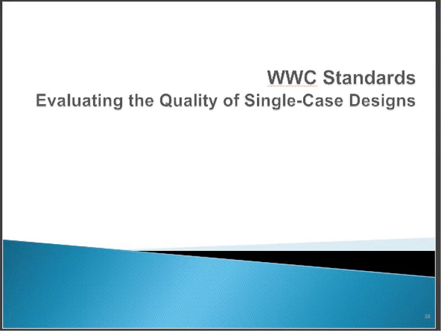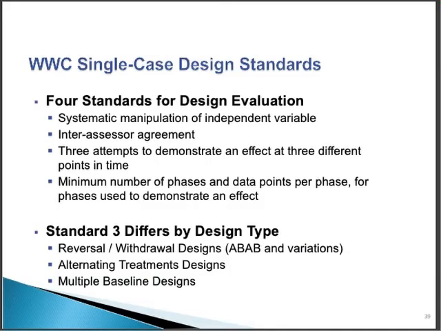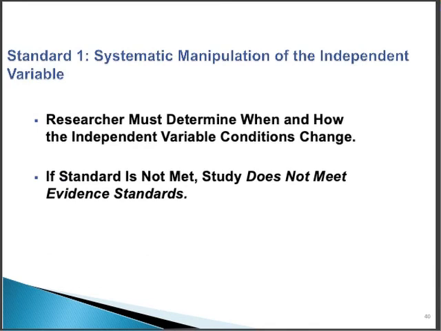So when we look at evaluating the quality of single case designs, there are 4 standards for design evaluation, where we're looking at the systematic manipulation of the independent variable, inter-assessor or inter-observer agreement, 3 attempts to demonstrate an effect at 3 different points in time, and a minimum number of phases and data points per phase for phases used to demonstrate an effect. So the researcher must determine when and how the independent variable conditions change. If the standard is not met, the study does not meet evidence standards.